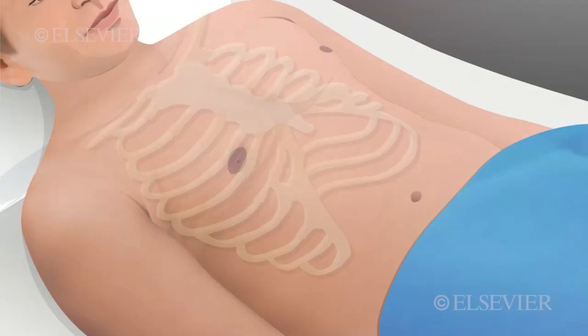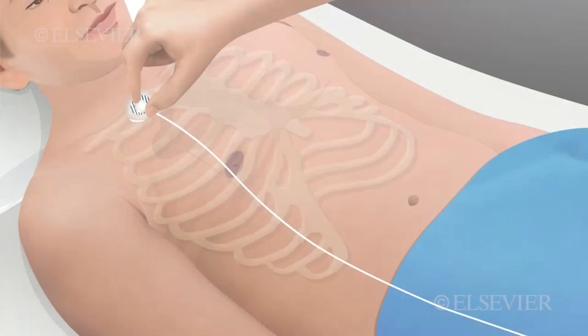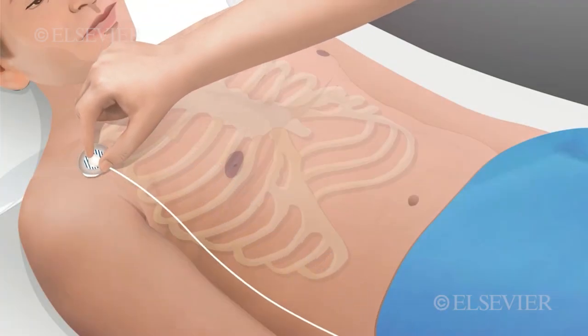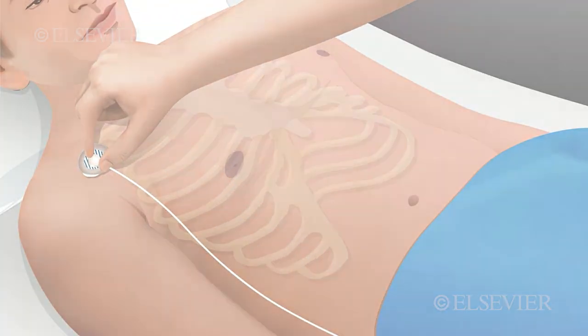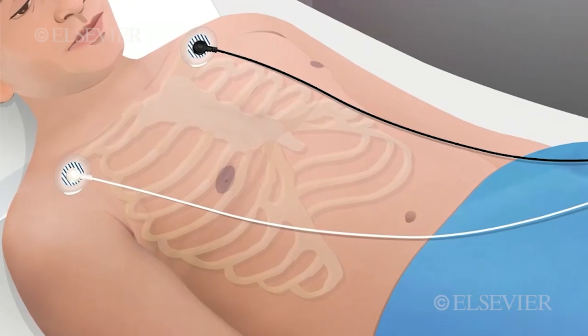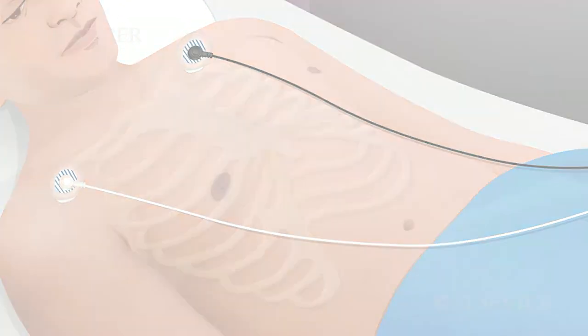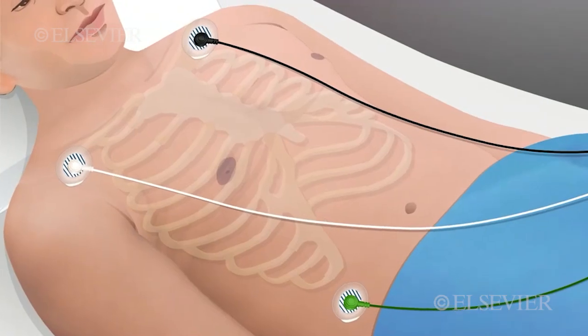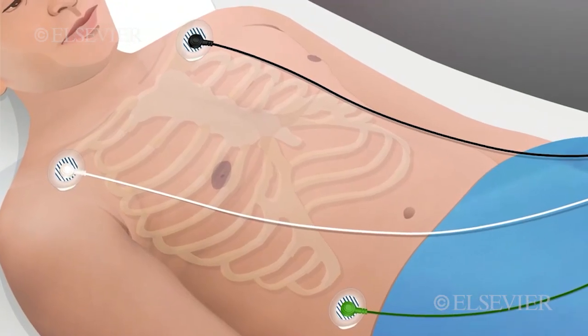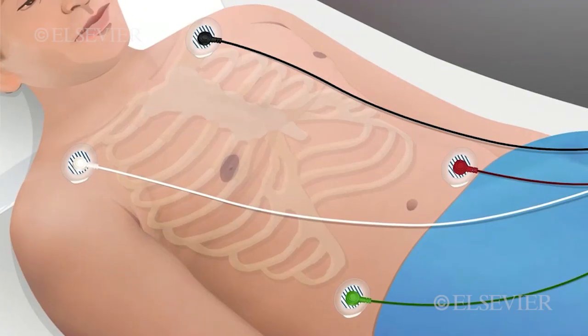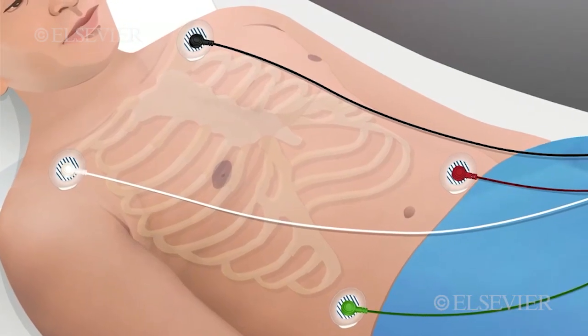5-lead system lead placement. Place electrodes as follows. Apply the RA electrode close to the right shoulder below the clavicle. Apply the LA electrode close to the left shoulder below the clavicle. Apply the RL electrode just below the rib cage on the right side. Apply the LL electrode just below the rib cage on the left side.